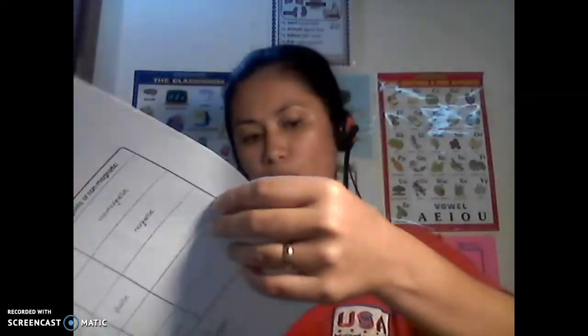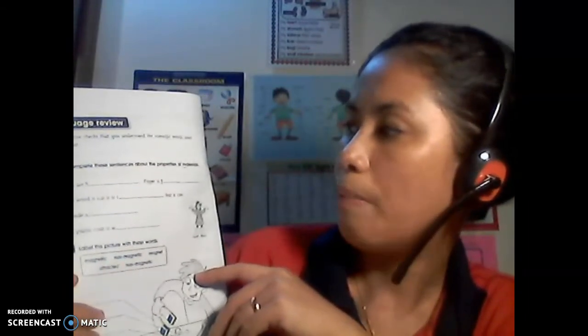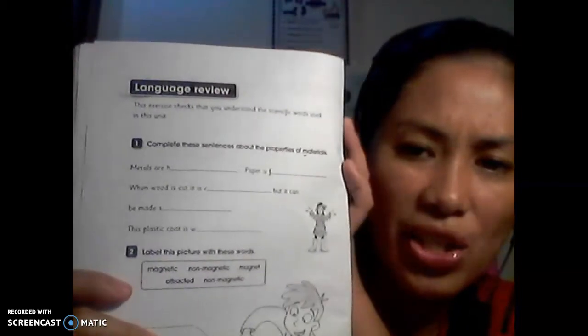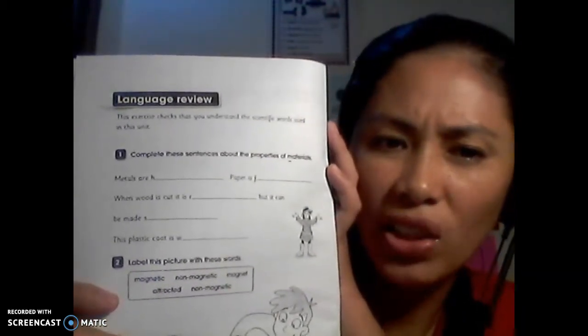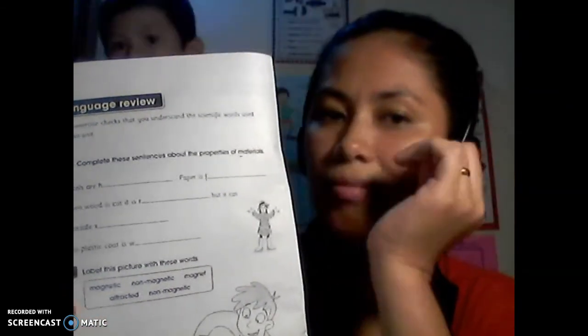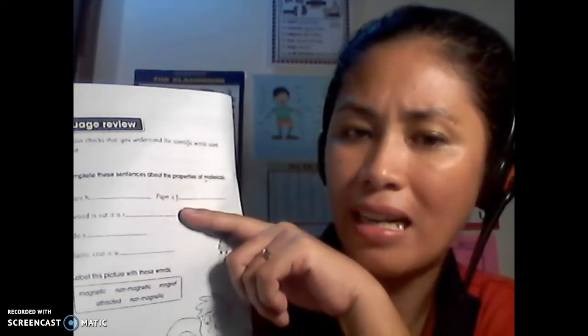Now let's go to page 32. This exercise checks that you understand the scientific words used in this unit. Complete the sentences about the properties of materials. Metals are what? What property describes a metal that starts with the letter H? Metals are heavy or hard. And how about paper? What property describes paper that starts with the letter F?